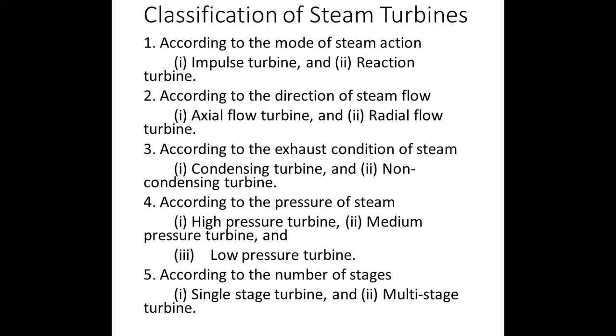According to the exhaust condition of steam, the turbine is classified into condensing turbine and non-condensing turbine. According to the pressure of steam, the turbine is classified into high pressure turbine, medium pressure turbine, and low pressure turbine. According to the number of stages, the steam turbine is classified into single stage steam turbine and multi-stage steam turbine.